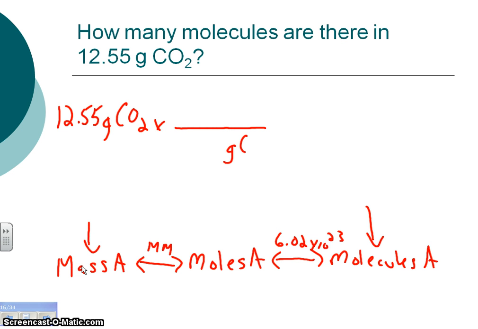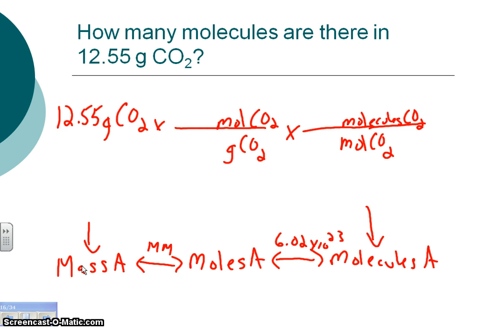So we're going to have grams CO2 here, and if we're going from mass to moles first, we need to have moles of CO2 up top. So for our next step, we're going to put our labels. We're going to have moles CO2 on the bottom and molecules CO2 up top. Now we know what number needs to go next to moles in both places. That's good. It's always going to be 1 mole.